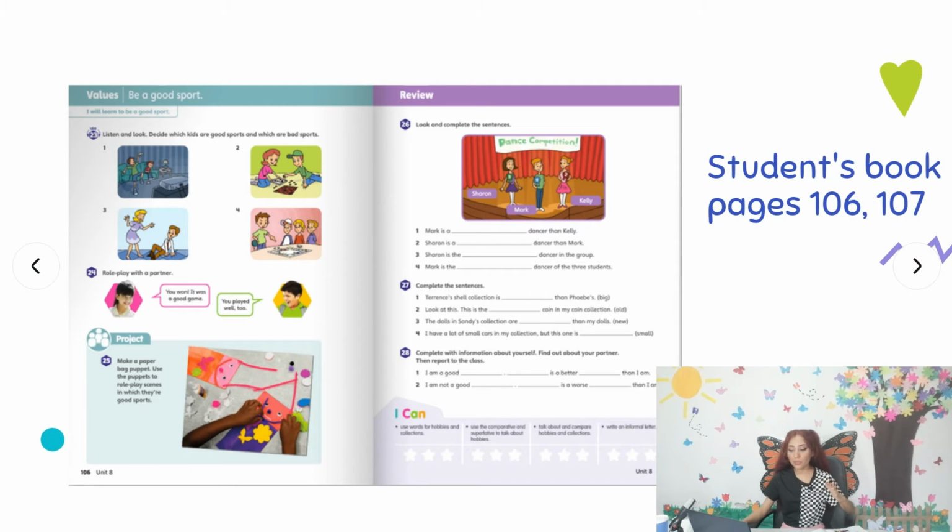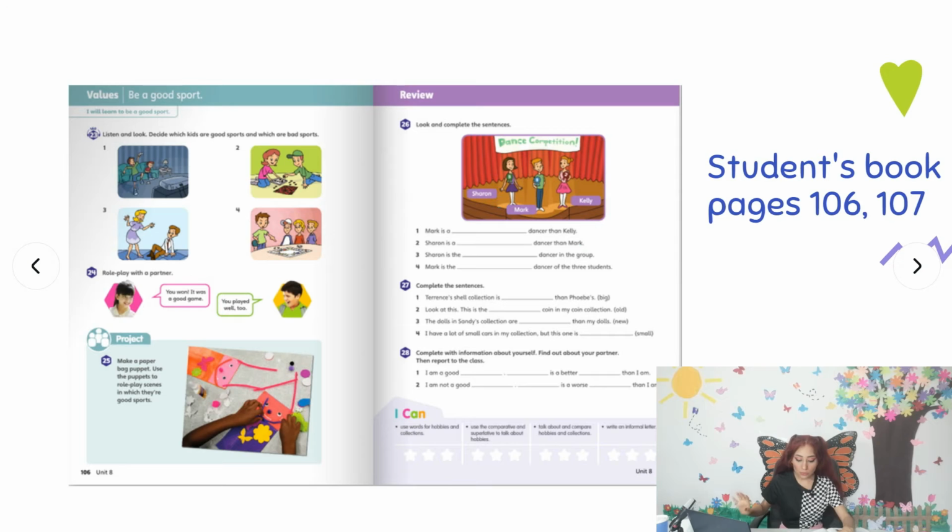Okay, and that's it. Then we have the project, but we are going to skip it this time. Vamos a saltarlo esta vez. Sí lo vamos a hacer, pero lo vamos a hacer más adelante porque necesitamos ir un poquito más rápido con las actividades. Activity 26 says, look and complete the sentences.